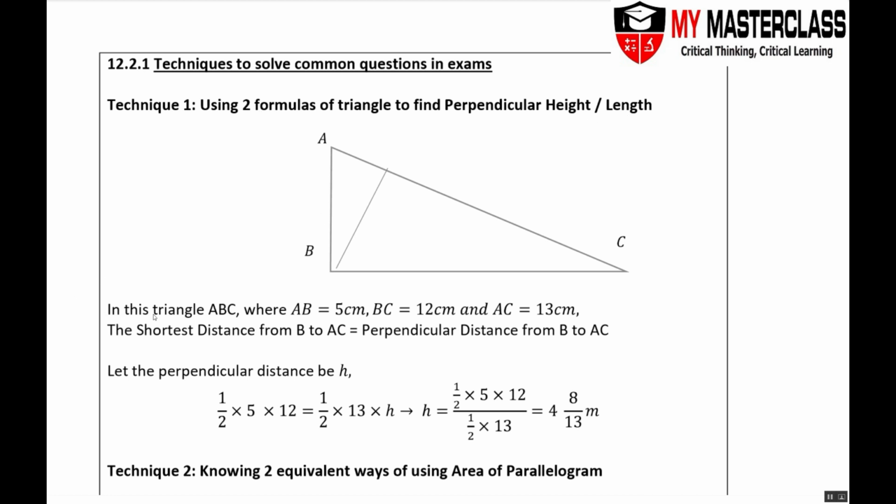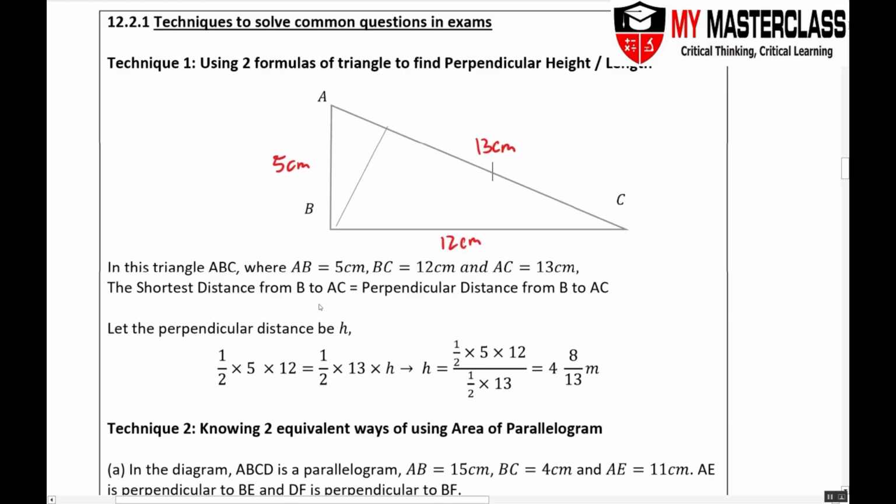Okay, so in this triangle ABC, where AB equals 5 cm, BC equals 12 cm, and AC equals 13 cm. Whenever you have this kind of question in the exam, first things first, when you see your diagram, if the value is not written for you but is given to you, always write it down first. So write down the 5 cm, BC is 12 cm, and then you have AC which is 13 cm.